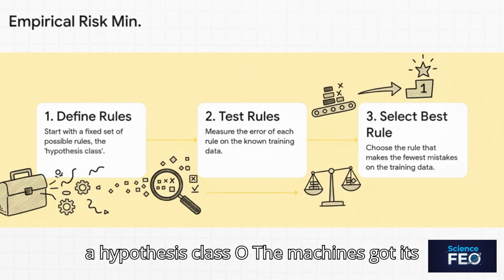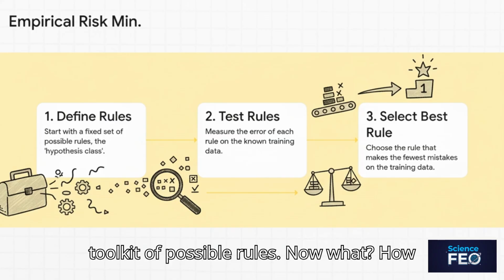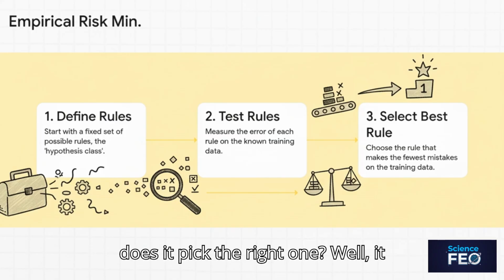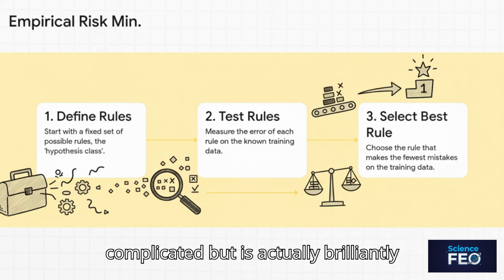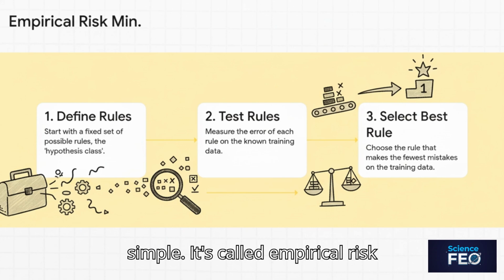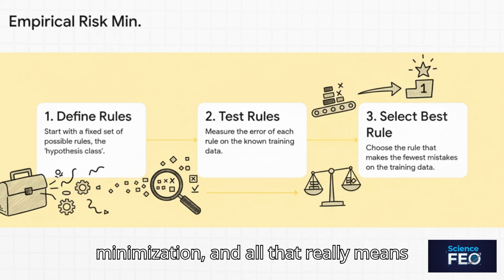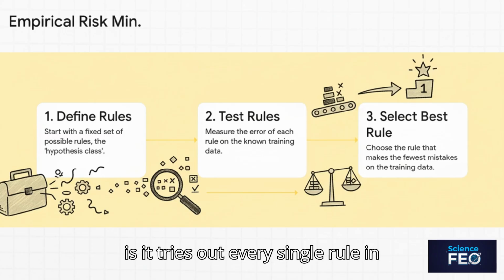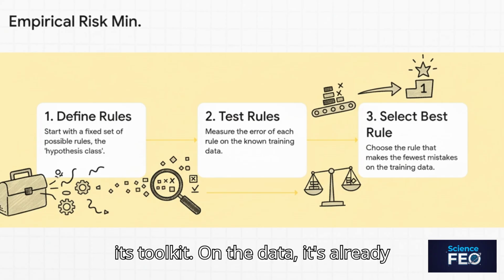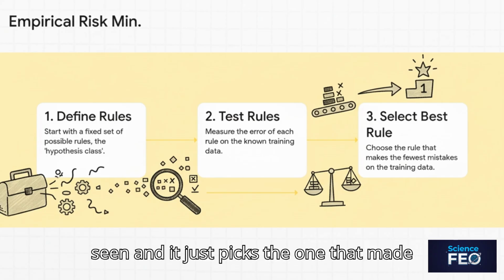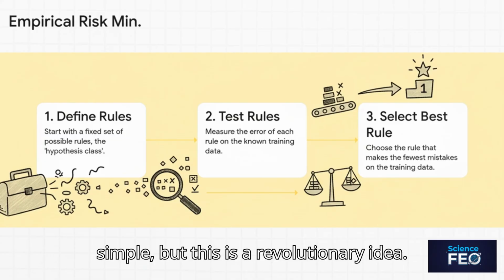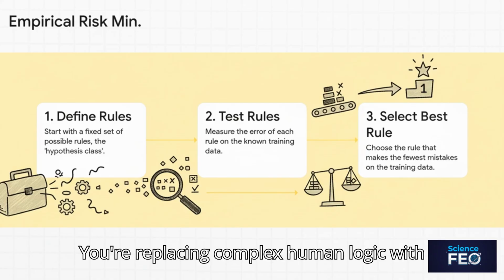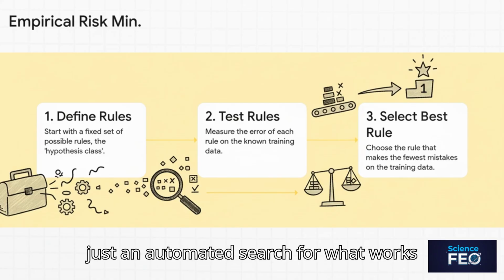And in the lingo of machine learning, this set of allowed rules is called a hypothesis class. So the machine's got its toolkit of possible rules. Now what? How does it pick the right one? Well, it uses this strategy that sounds complicated but is actually brilliantly simple. It's called empirical risk minimization. And all that really means is it tries out every single rule in its toolkit on the data it's already seen, and it just picks the one that made the fewest mistakes. It sounds almost too simple, but this is a revolutionary idea. You're replacing complex human logic with just an automated search for what works best.